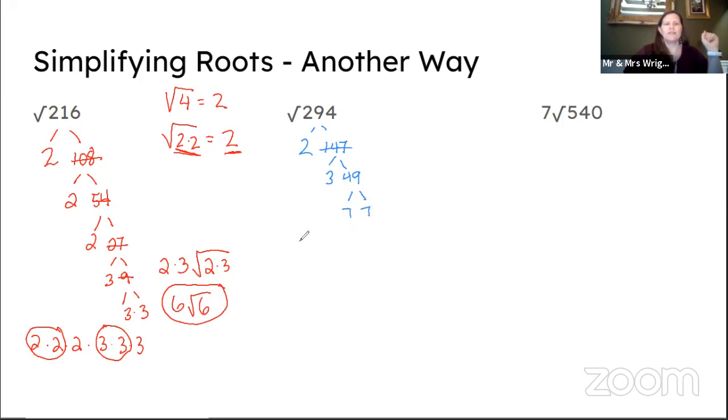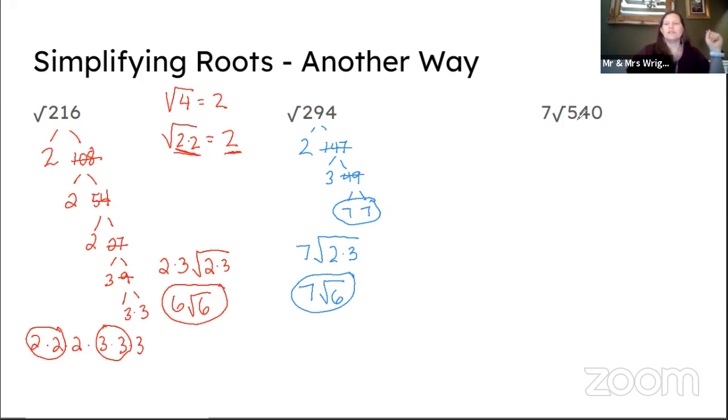7 times 7. So I have got one pair that's going to move outside of the house here. So I'm going to put a 7 outside of my radical. Inside of my radical, oops, I used that 49. Let me make sure to cross it off. Inside of my radical, I've got a 2 and a 3 left over. So my answer is 7 square root 6.